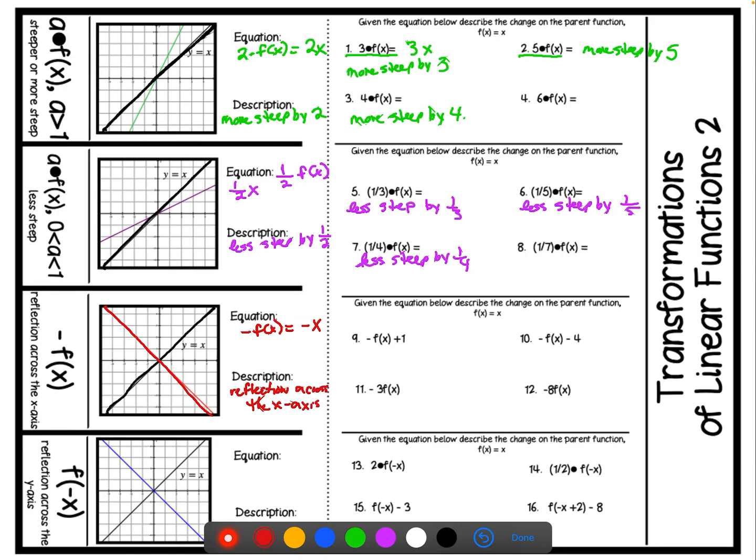So there's a little combination going on here with number 9. There's a reflection across our x-axis, but also we added one on the outside of our f of x, which means we're going up 1. So we're kind of putting in a little review from the previous video. Main thing is to recognize this is a reflection across the x-axis. That's the main thing. Number 10, it's a reflection across the x-axis.